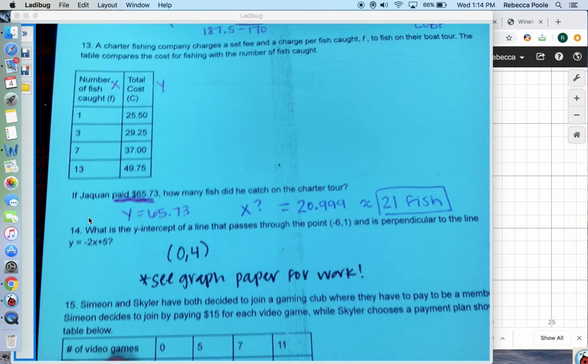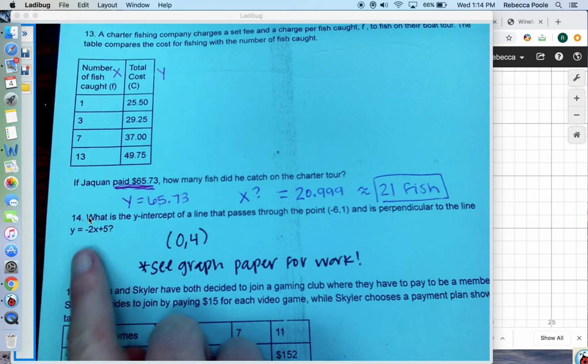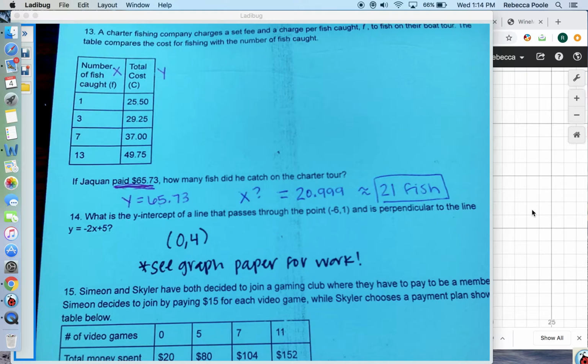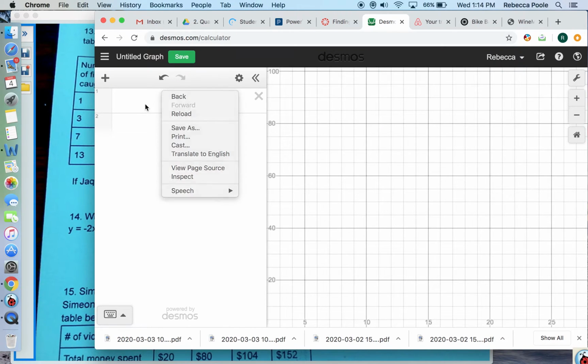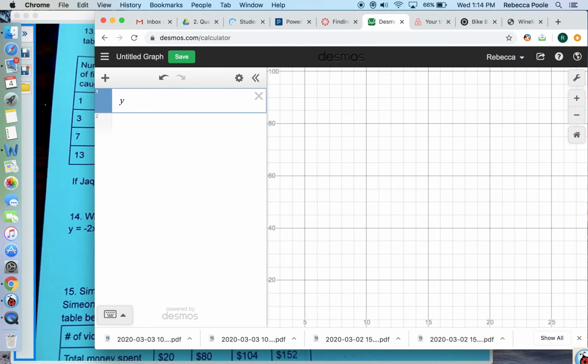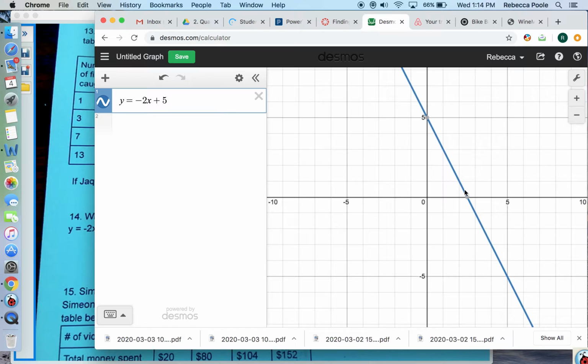Show you how to do this one in Desmos. So the first thing you should do in Desmos is graph the original line. So I'm going to type in y equals negative 2x plus 5. I'm going to go to the home so we can easily see it. Okay, and then we also know that the perpendicular line goes through negative 6, 1, because that's what they gave us. So I'm looking for a line that goes through this point and is perpendicular to the blue.